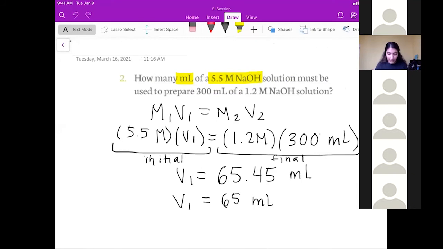It asks how many milliliters of 5.5 molar NaOH solution must be used to prepare this. So usually it'll say "used to prepare," and you'll have either two initials or two finals. Usually they'll give you three numbers, and then you just fill out your initial M1V1 and your final M2V2. So something set up like this is when you would use M1V1.